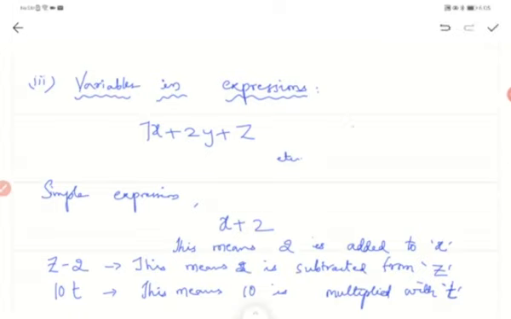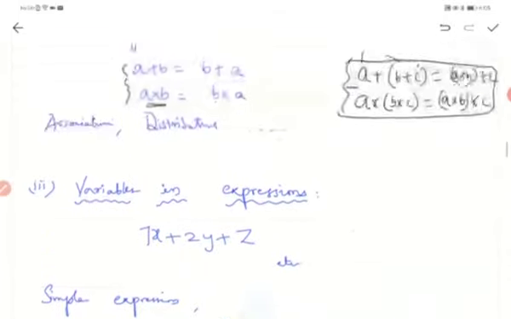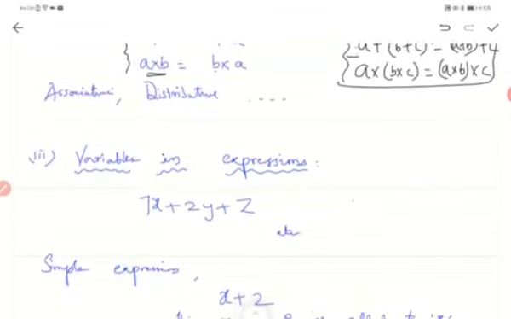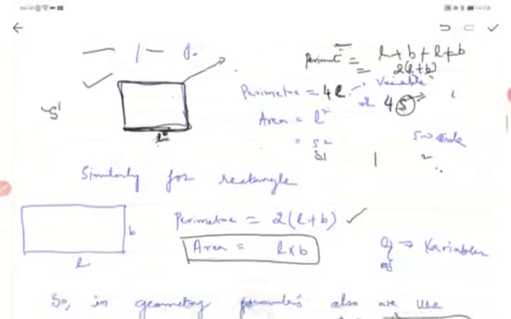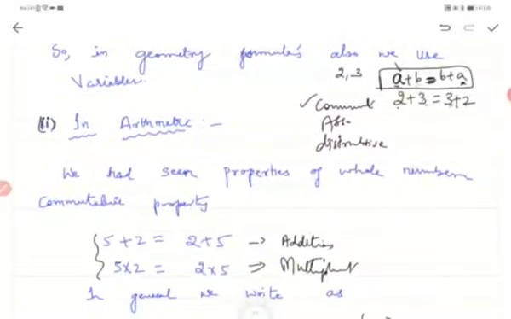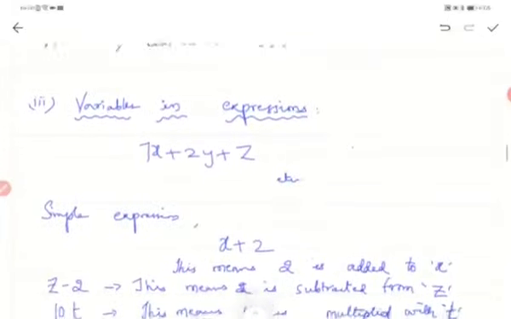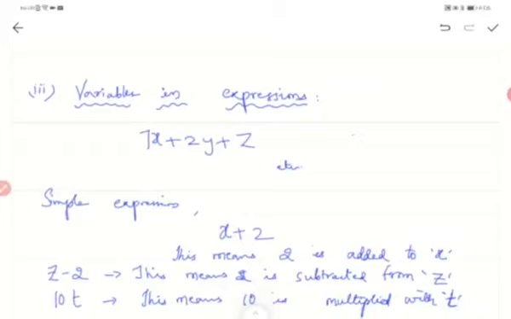So let's continue with the variables topic. We had seen in the last video variables in geometry, variables in arithmetic operations, and variables in expressions we need to start with today. So what did I say? 2n, it is an expression. Then 10t, it is also an expression. 10t plus 2, it is also an expression.